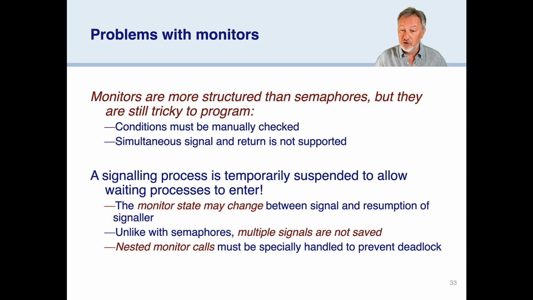The monitor state could possibly change between the signal and resumption. So that means that while a process is running, something mysterious may happen to the state of the object while a signal is being executed. If you have multiple signals, they're not saved. And the trickiest thing is so-called nested monitor calls. If you're using a monitor from within another monitor, this may cause problems that may eventually give you a deadlock. This is something we'll see a few weeks from now.